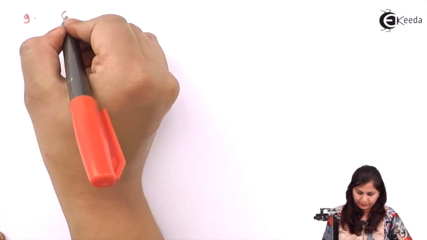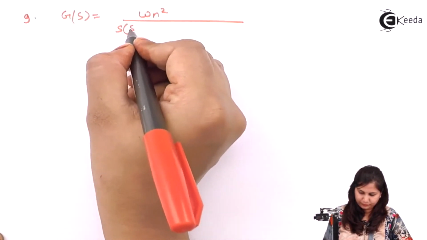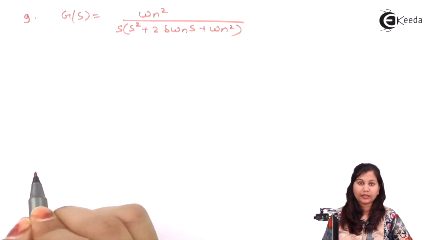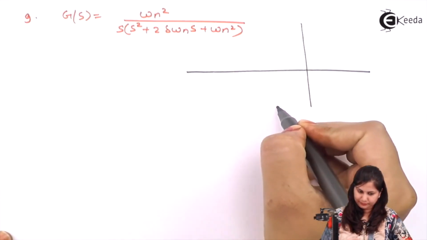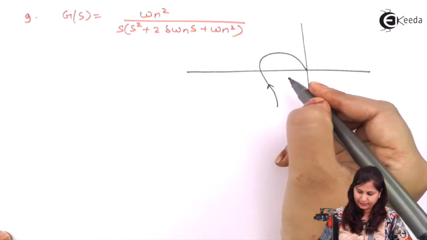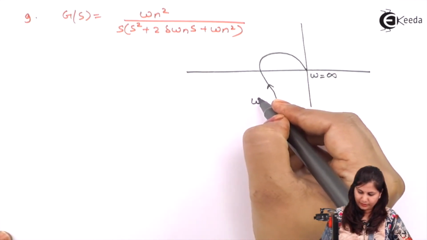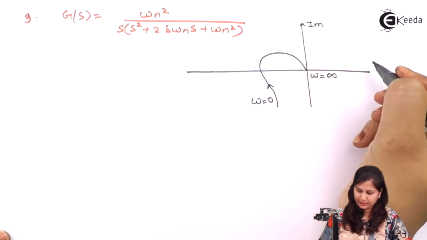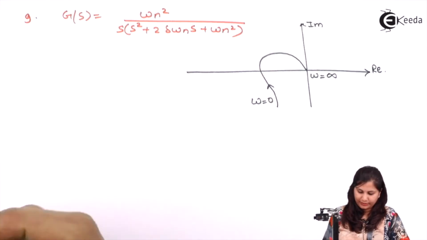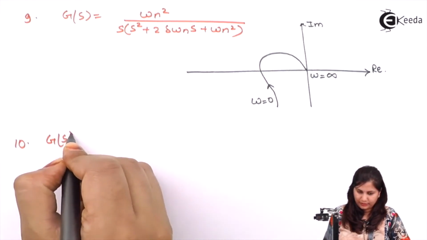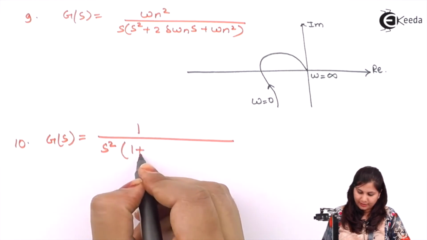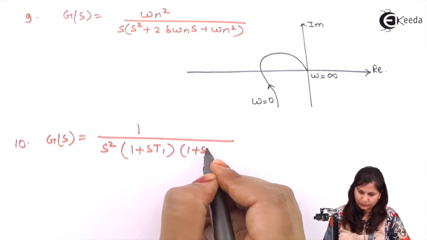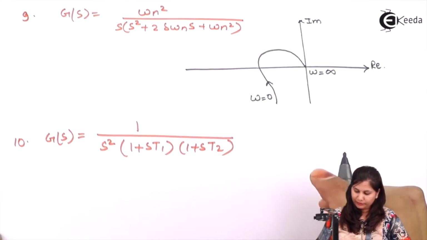Next, if the transfer function is given to us in this form, then its polar plot will be like this. This is omega equals infinity, omega equals 0, imaginary axis, and this is the real axis. Then we have a transfer function of the form 1 upon s squared, that is two poles at the origin and two other poles also. Then the polar plot will be like this.